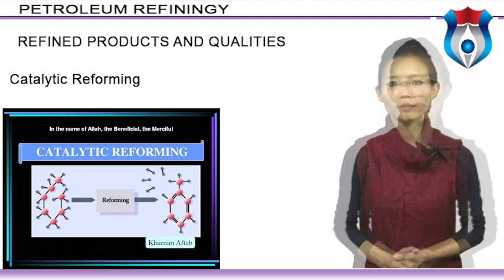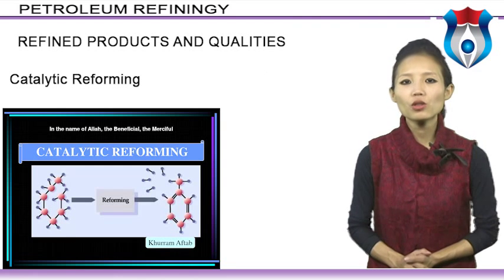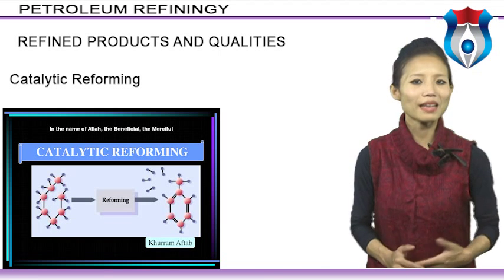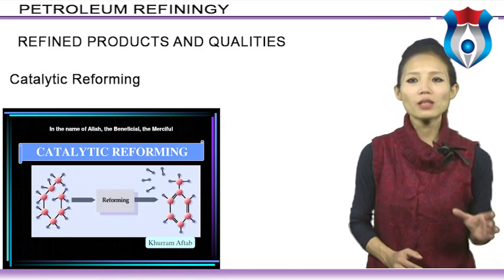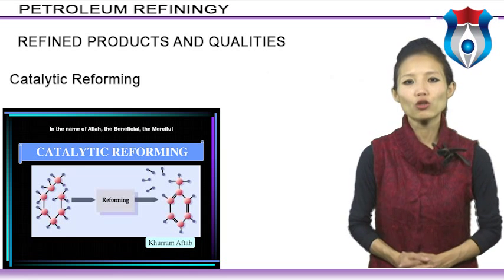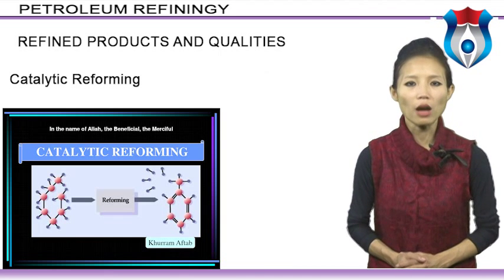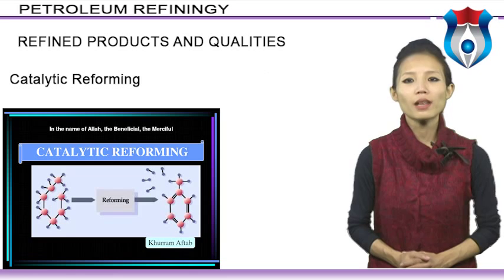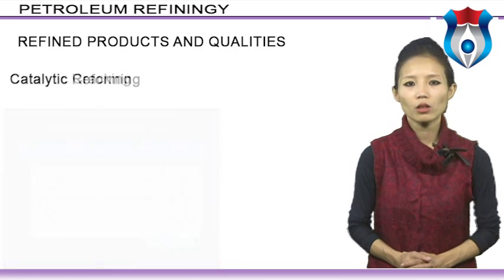Catalytic reforming. Catalytic reforming is used to improve the quality of naphtha from the crude distillation unit. The catalytic reforming unit uses a catalyst to allow the chemical reaction to take place under reasonable temperature and pressure and encourage the desired hydrocarbons to be produced.